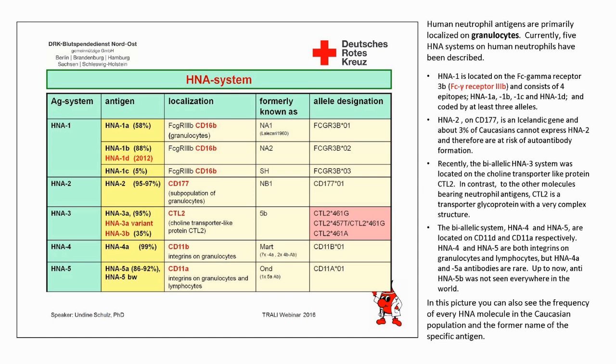HNA4 and HNA5 are both expressed on granulocytes and lymphocytes, but HNA4A and 5A antibodies are rare. Up to now, anti-HNA5B was not seen anywhere in the world. In this picture, you can also see the frequency of an HNA molecule in the Caucasian population and the former name of the specific antigen.